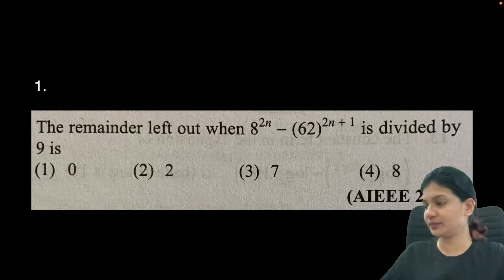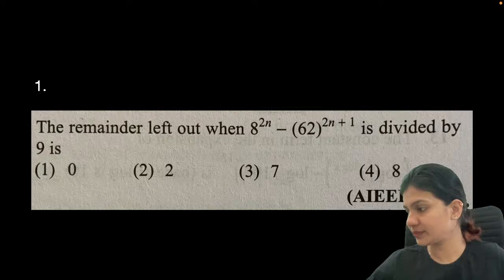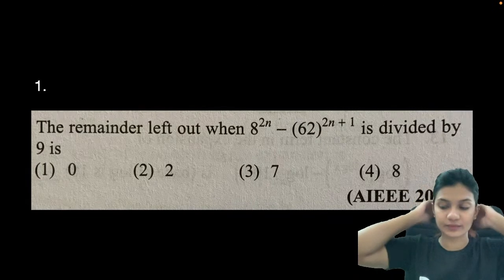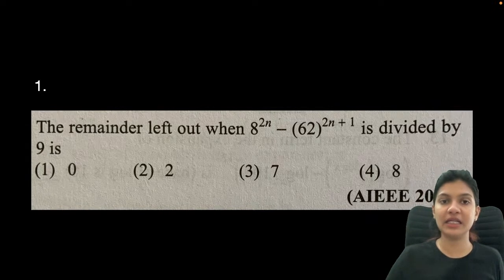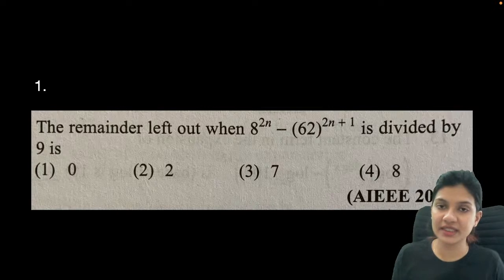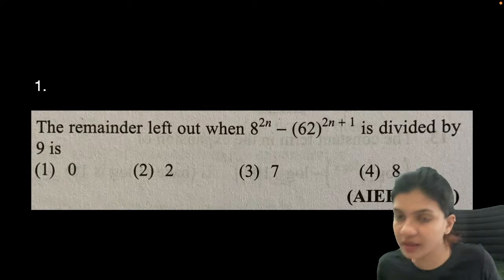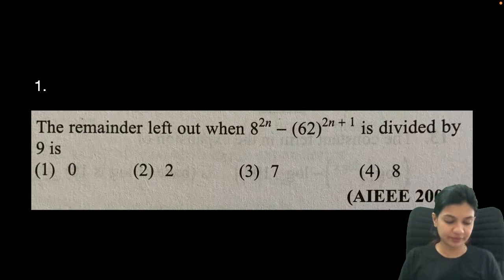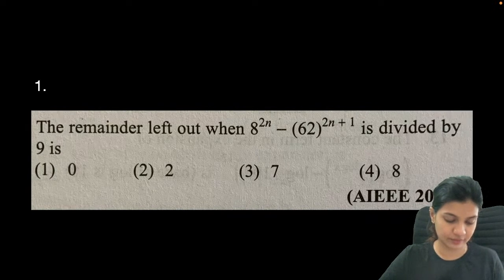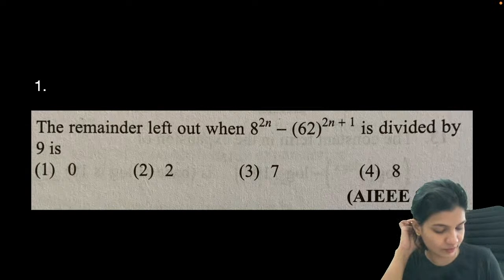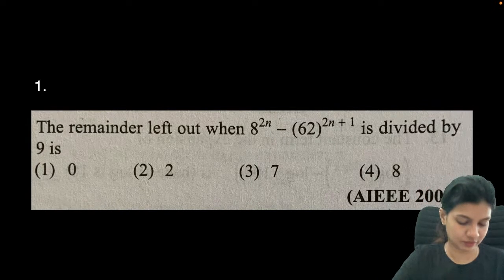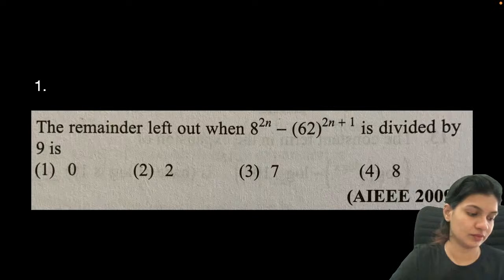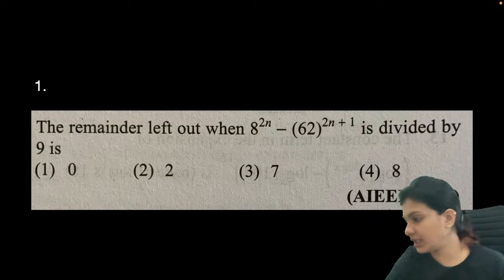Try the question, everyone. The remainder left out when 8 to the power 2n minus 62 to the power 2n plus 1 is divided by 9. If you have any doubt, ask.